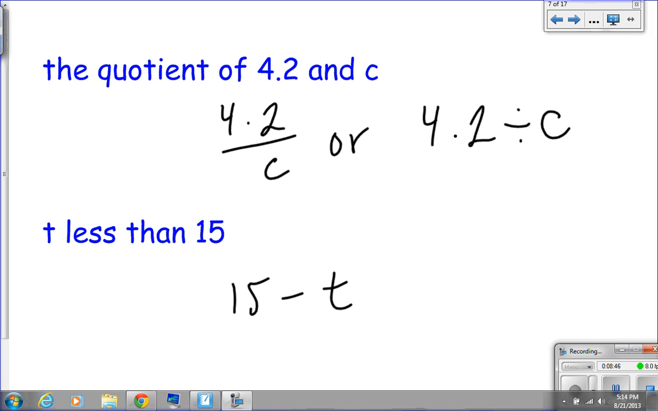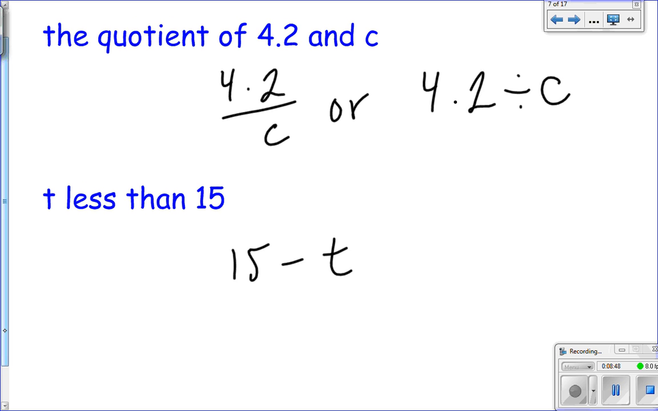So here are the answers that you should have written on your paper. Again, you can use the fraction bar or the division sign to represent quotient, and less than is one of the ones that you need to flip.